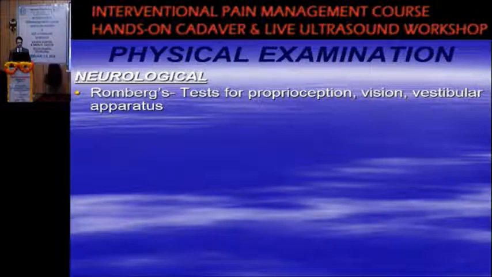So you ask them to close their eyes. So what happens? They sway, right? So why do they sway? You need three things to keep your balance: proprioception, vision, and vestibular apparatus. So when you're closing their eyes, what are you doing? You're taking out one of the three. Then you know how the other two are working, right? That's the point of doing Romberg's test.